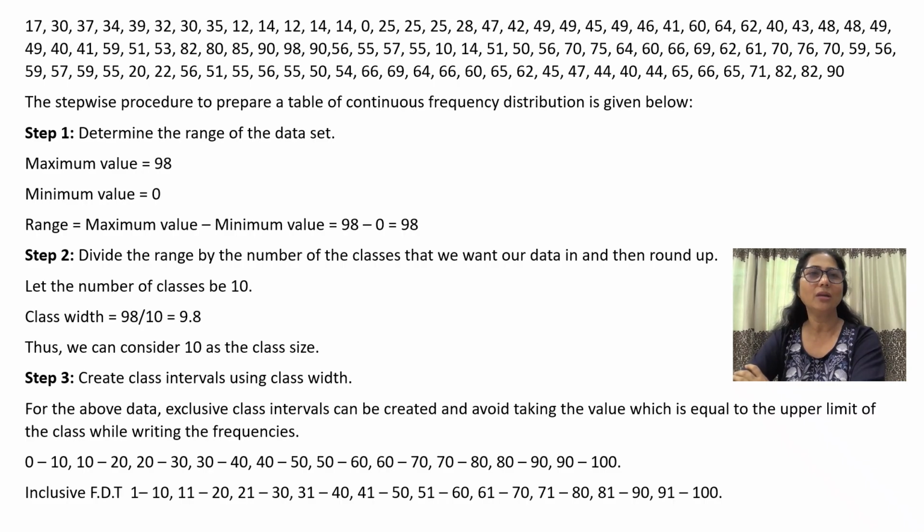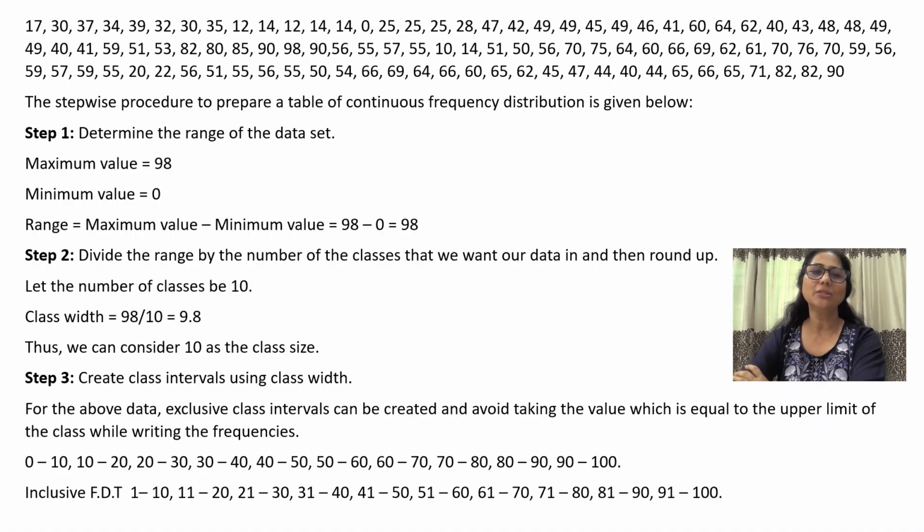We are having very bulky data, and first of all, if we want to construct a continuous frequency distribution table, we have to determine the range of that data set. In this, the maximum value is 98 and the minimum value is 0. So we can calculate the range: 98 minus 0, which is 98.